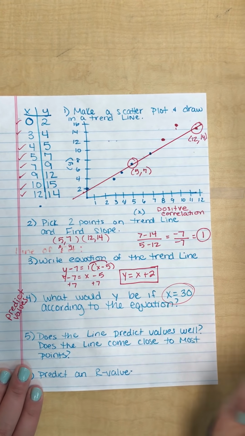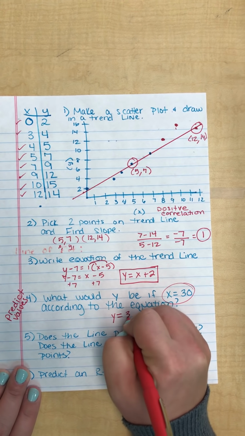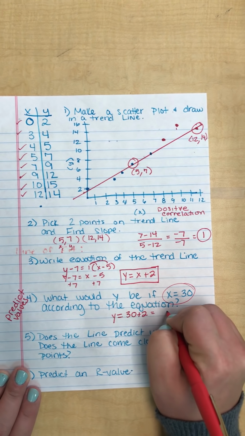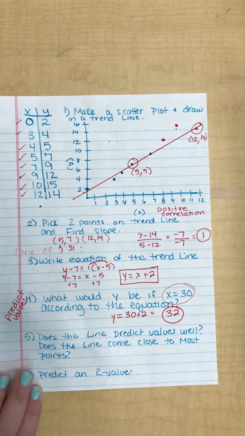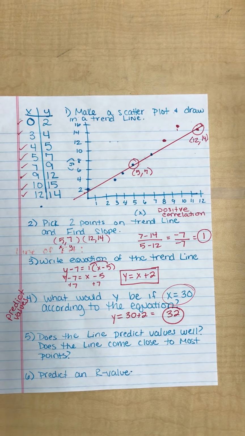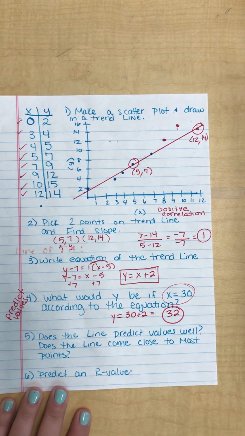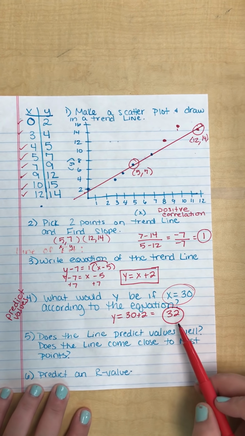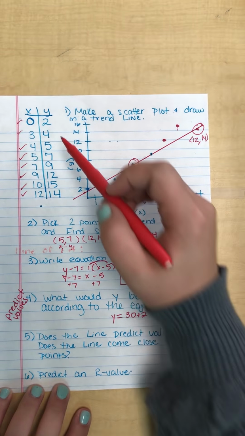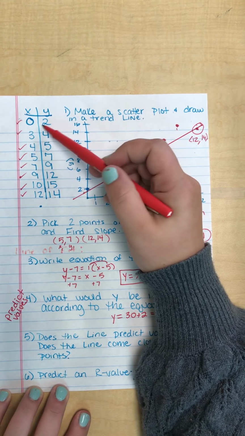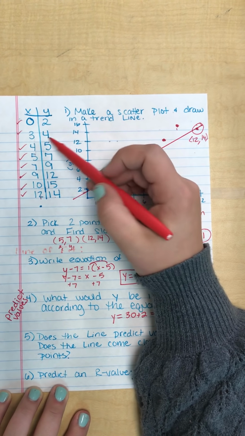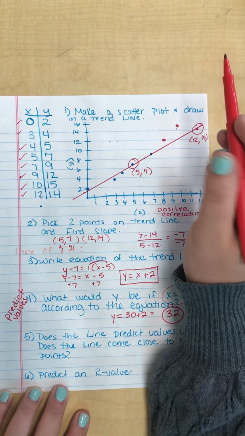So x is 30, we want to predict y. So y equals 30 plus 2 then. So according to our graph that we came up with, if x were to equal 30, y probably will be really close to 32. All right, does that mean it's going to be exactly that? Absolutely not, because you can kind of see the pattern that's going on here. We skipped some values around with x's. These are just data points that were collected.